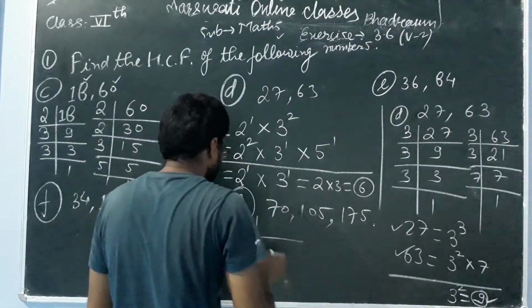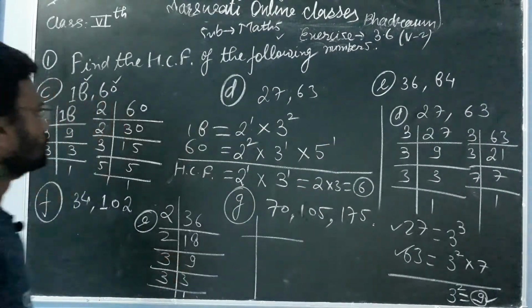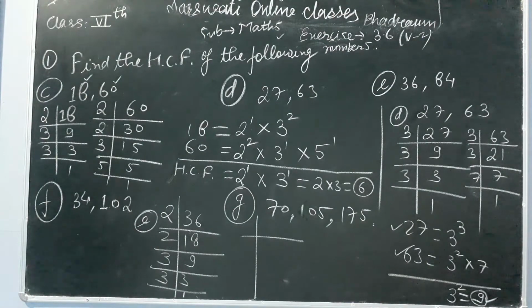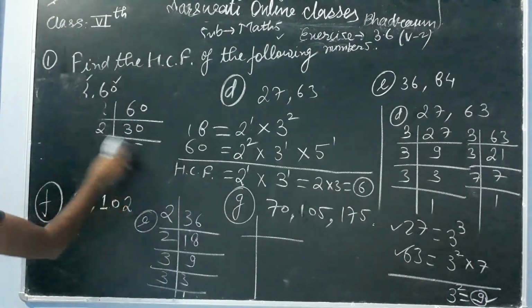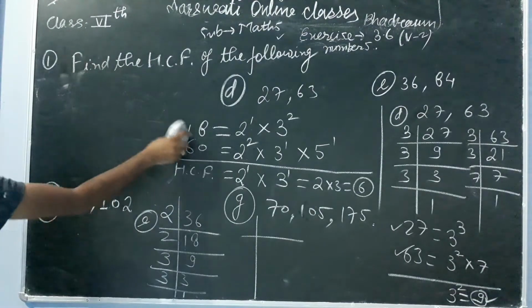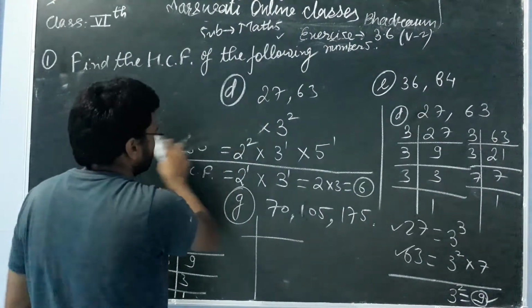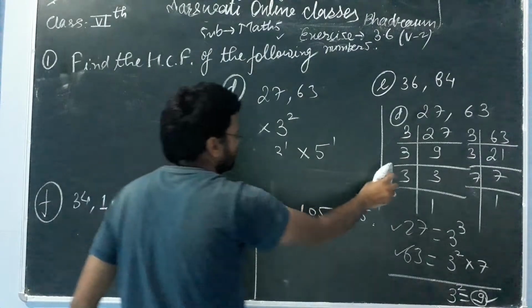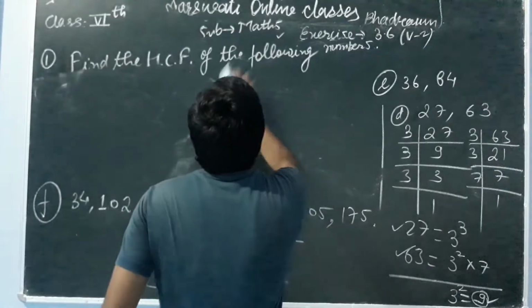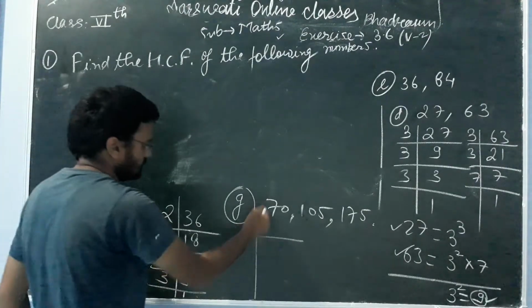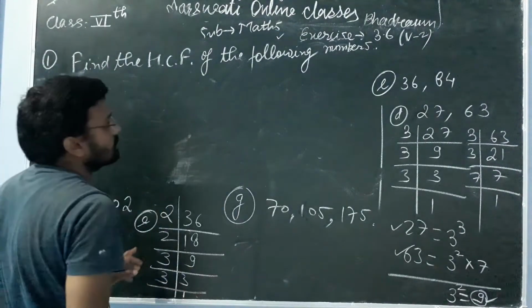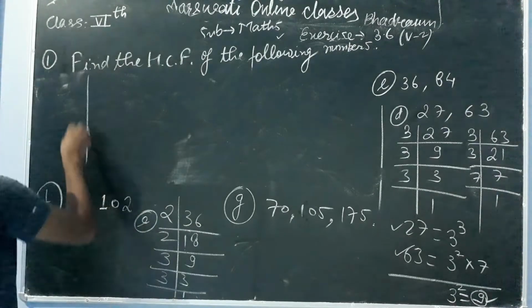Now we will go for 84, and before that we will rub this for creating some space. Okay, here this part we have clearly understood, no problem is there in this part. So what we will do is, we will now factorize our 84 over here.